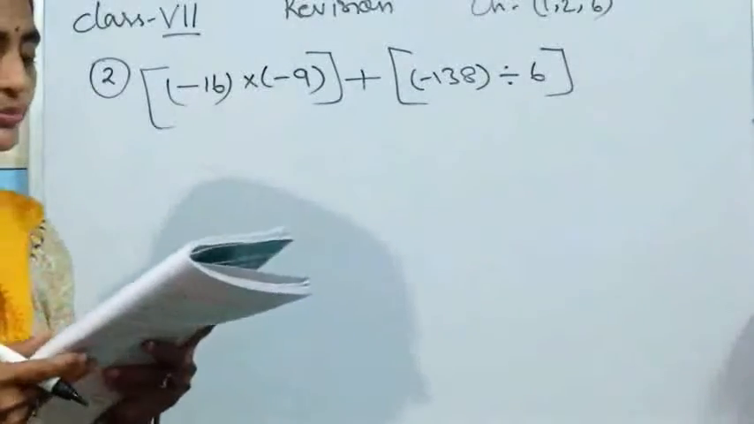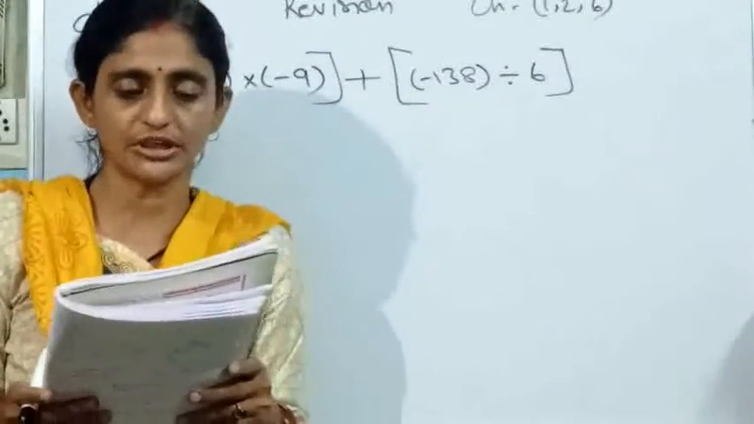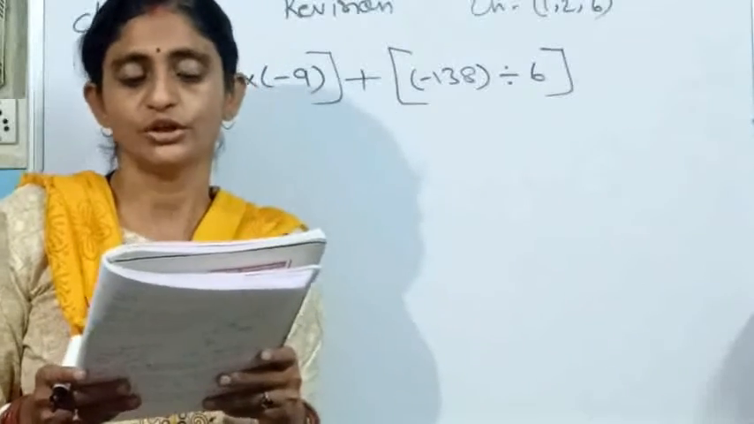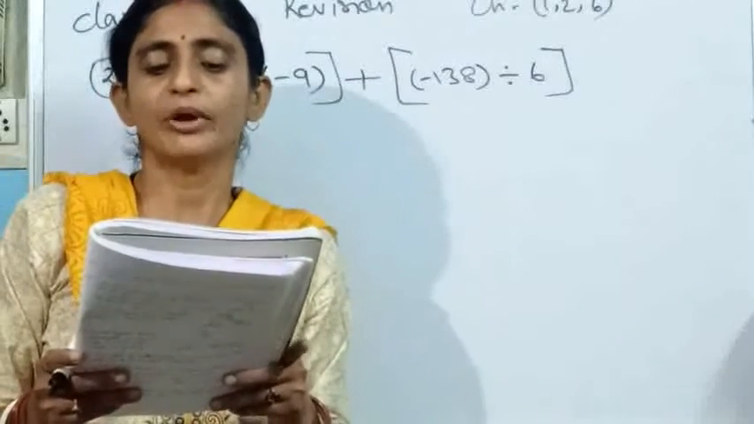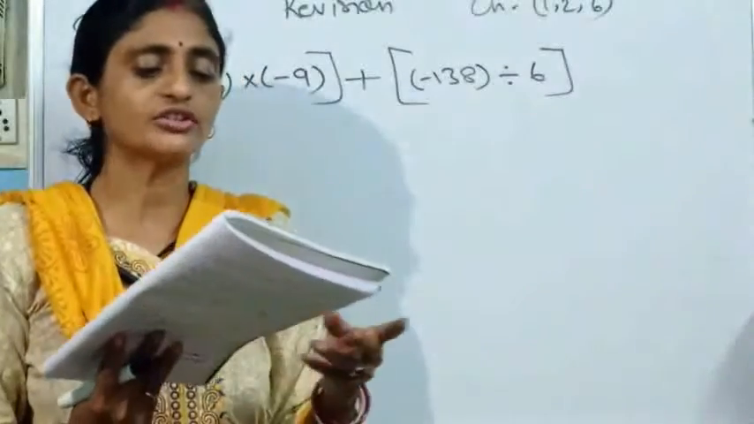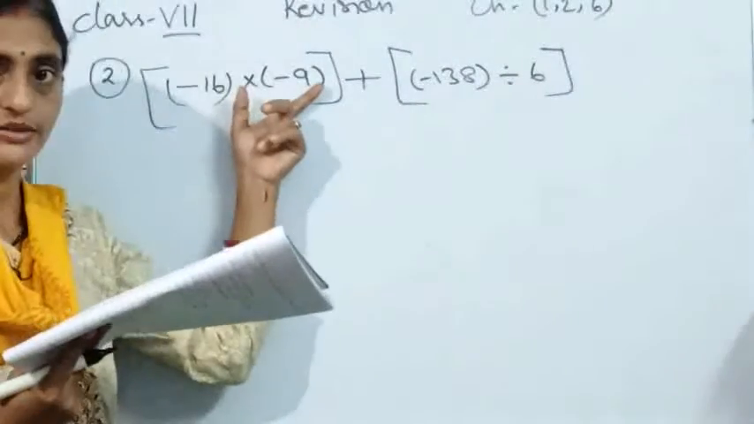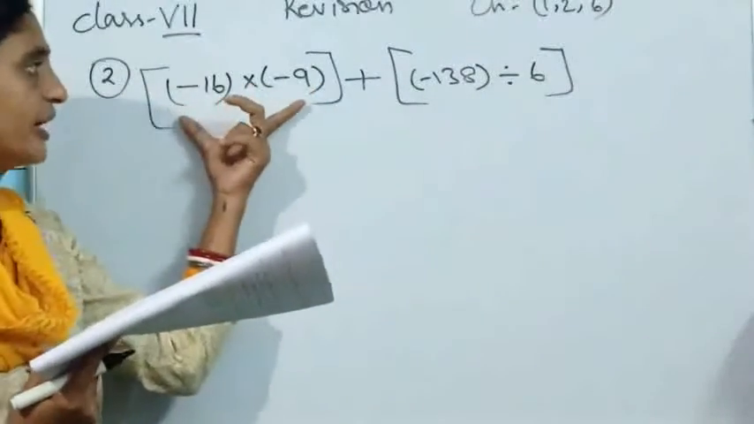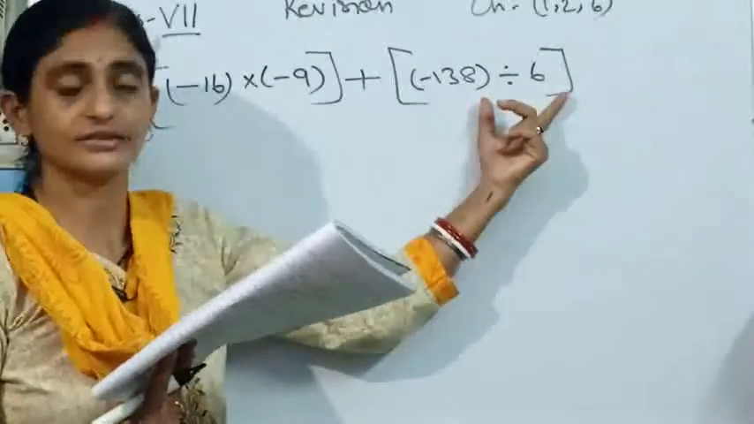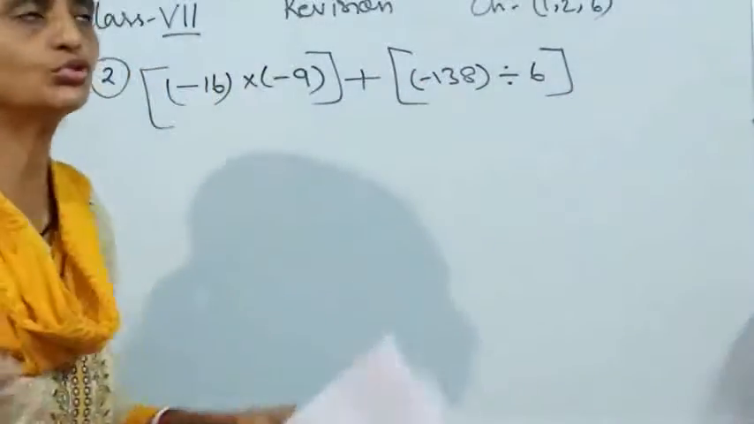I am reading that question, that expression already I have written over there on the board. That question is something like that. Add the product of minus 16 and minus 9 to the quotient of minus 138 by 6. So here first you have asked for the product of minus 16 and minus 9. Then you have asked to add this one with the quotient of minus 138 by 6. So let's prepare this one. After writing this one, how to solve it.